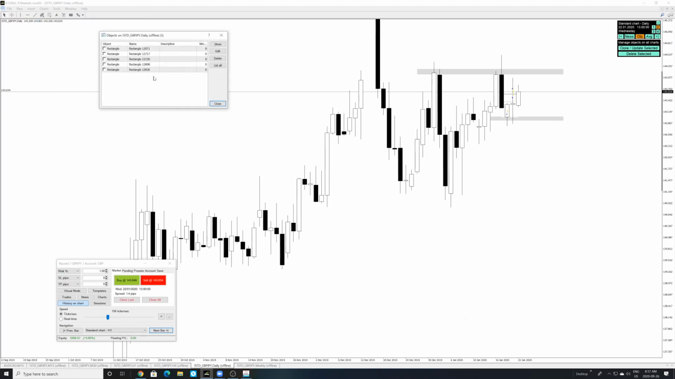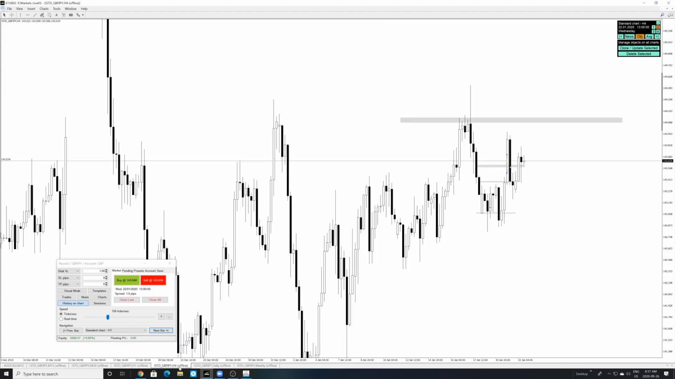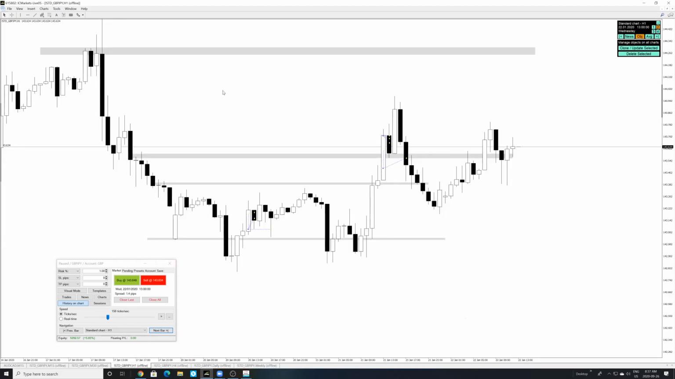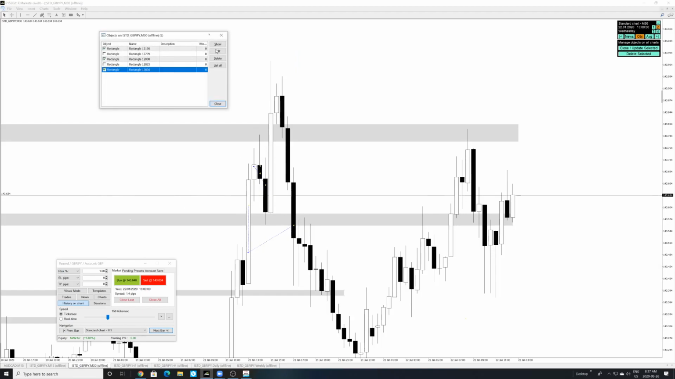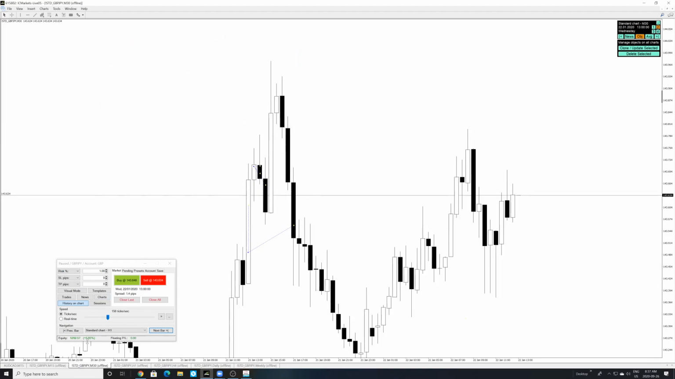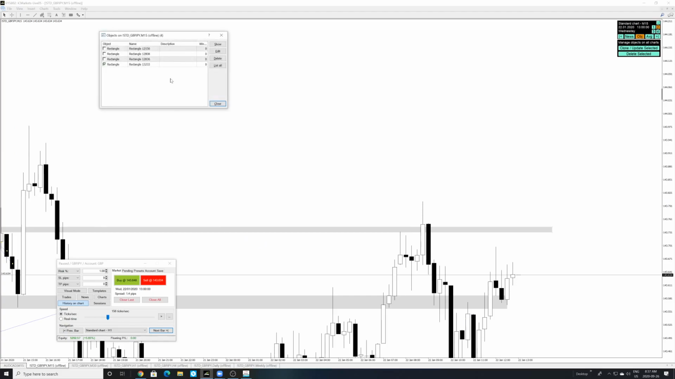Gonna remove everything from here. Gonna remove everything from over here and over here as well. How do you get this object list? Control B, okay. Control B, delete. 15, Control B, delete.